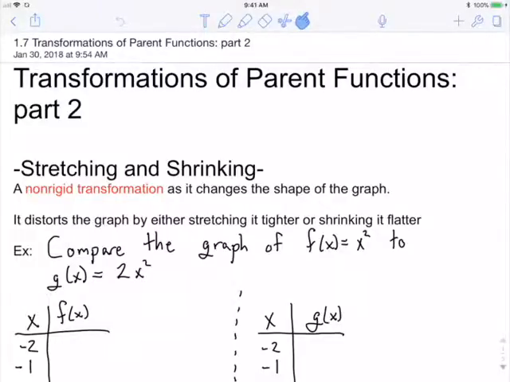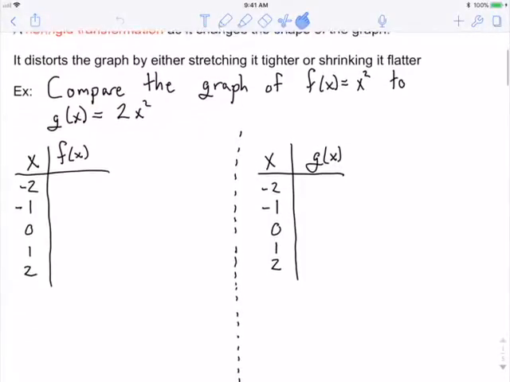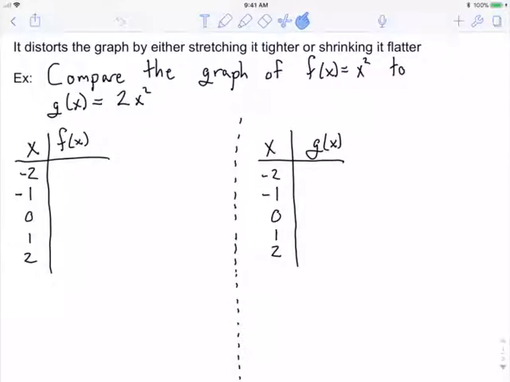Instead of just sliding it around and shifting it through space, or rotating it with a reflection, we're going to be actually taking the graph and stretching it tight like a rubber band, or shrinking it down and letting it flatten out. So to get an idea of how this works, let's start by comparing the graph of f of x is equal to x squared to g of x, which is equal to 2x squared.